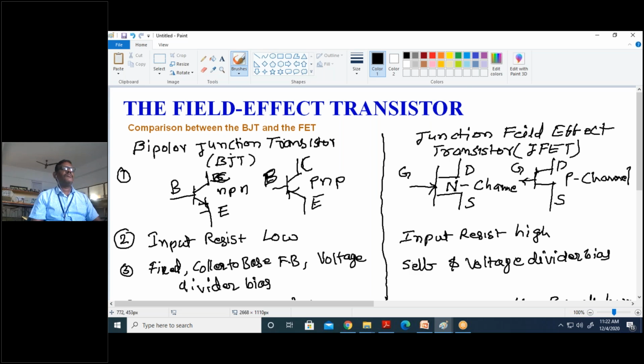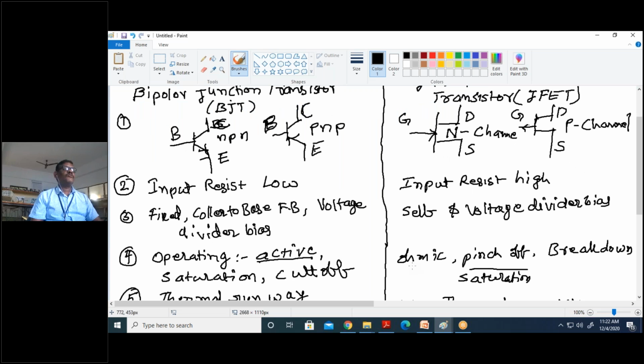And biasings: base to emitter forward bias, base to collector reverse bias. So JFET works in depletion mode: gate to source every time in reverse bias, source to drain forward bias. And the second point, input resistance.